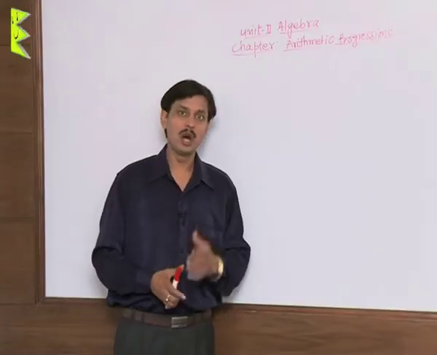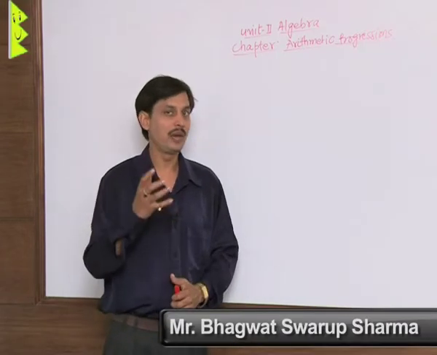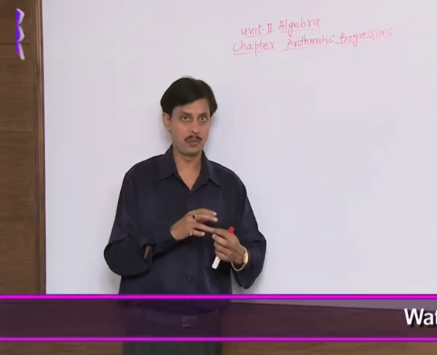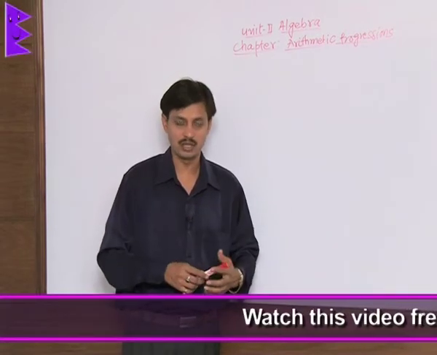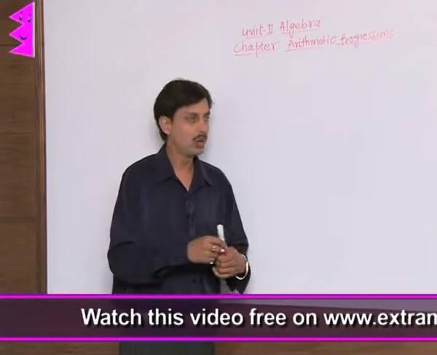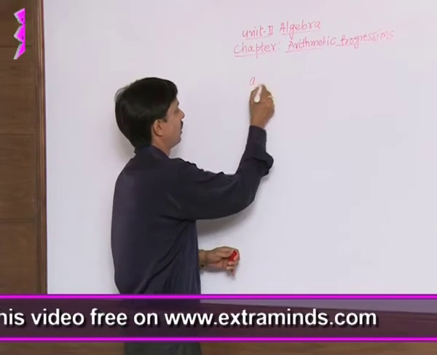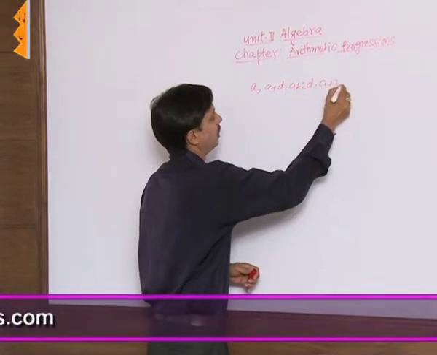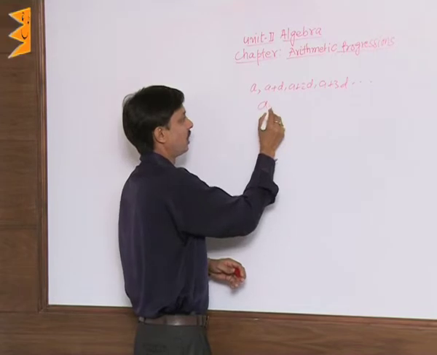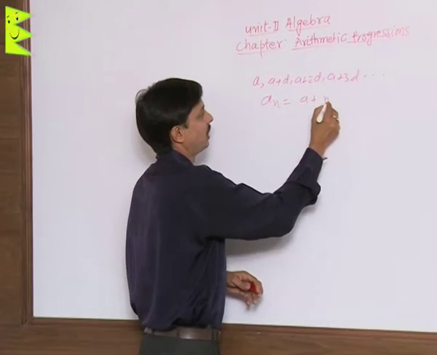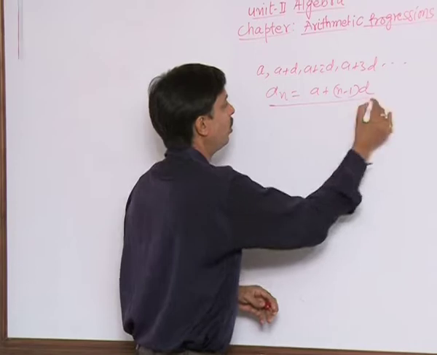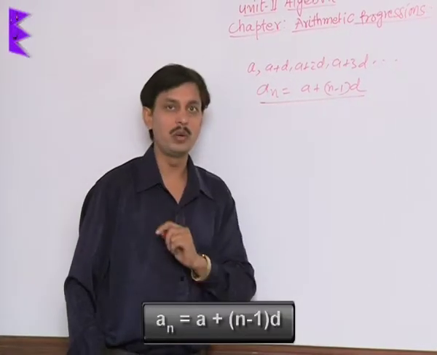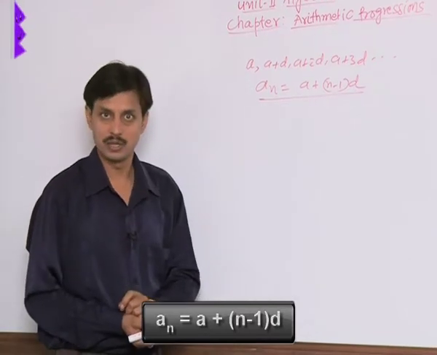We have discussed with you how to find the nth term of an arithmetic progression. We have shared with you what is sequence, what is progression, what is arithmetic progression for class 10th, and now the nth term of the progression like a plus d, a plus 2d, a plus 3d, and so on. Its general term or nth term is given by a plus n minus 1 into d. The nth term is a plus n minus 1 into d for the arithmetic progression.